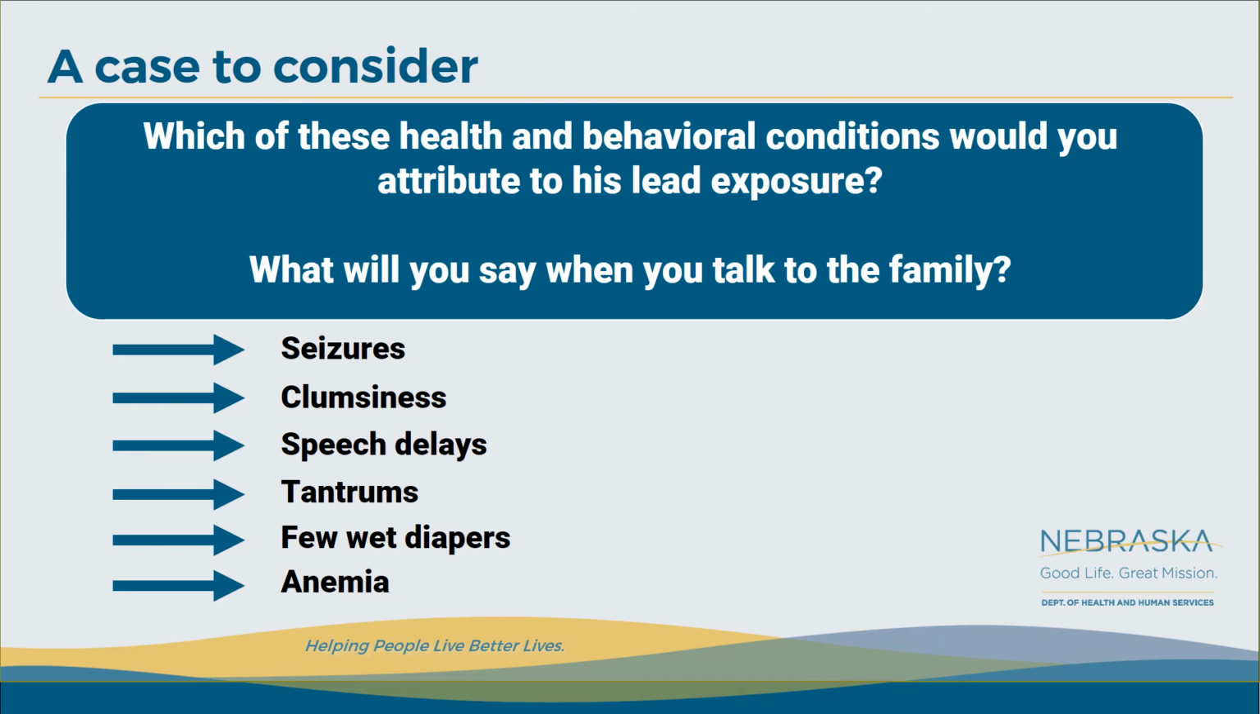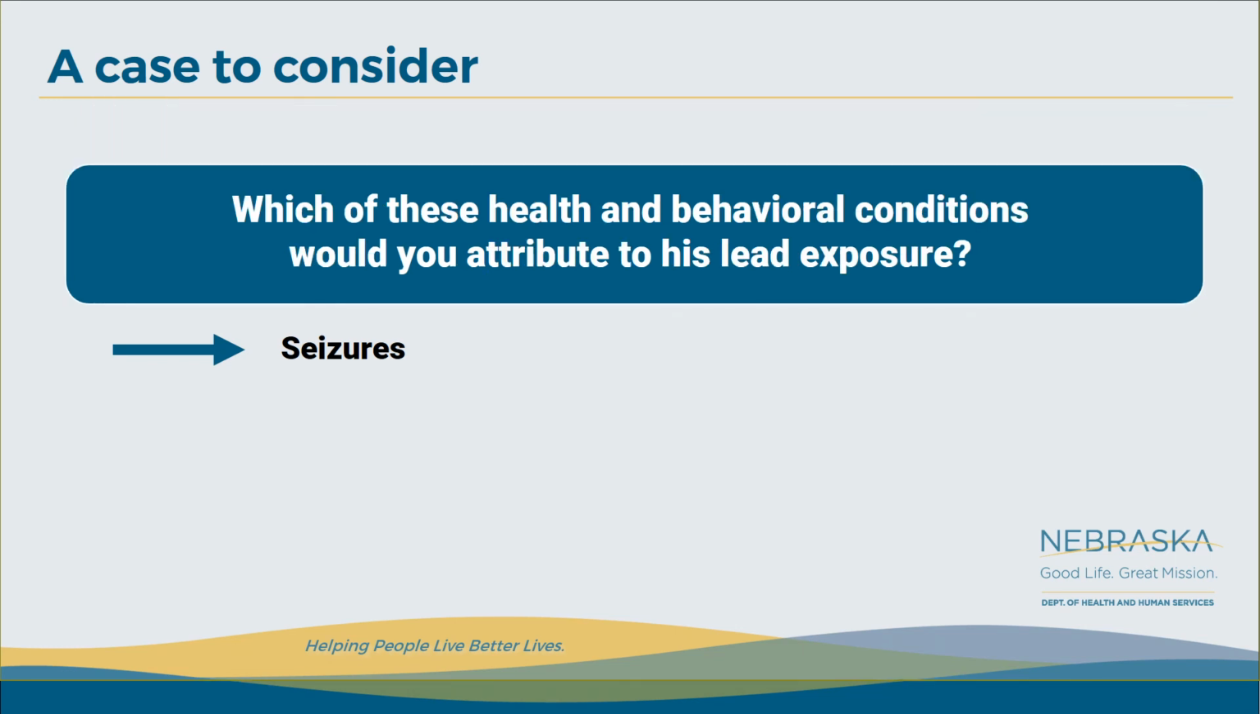The point of this exercise is to know when to alert the family to pay attention to these signs and symptoms. Each of these conditions can be seen in 2-year-olds, but some are more typical at higher blood lead levels. Your job is to provide the right information to parents without adding to their stress. Let's go through these systematically.